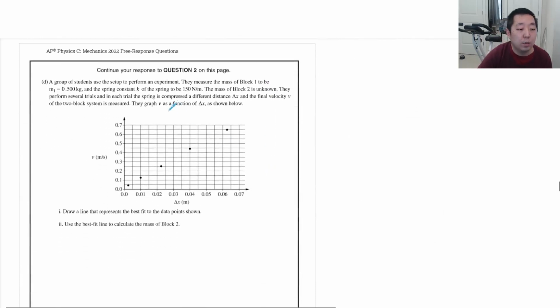A group of students use a setup to perform an experiment. They measure block 1 to have a mass m1 of 0.5 and the spring constant to be 150 newtons per meter. The mass of block 2 is unknown. They perform several trials. Each trial, the spring compresses a different distance delta x, and the final velocity of the two-block system is measured. Then they graph that. They want to draw a line of best fit.